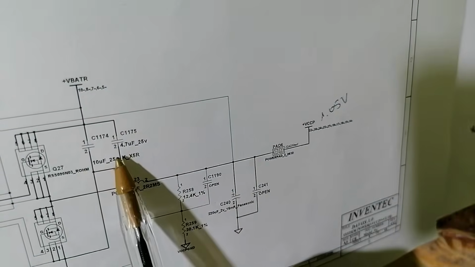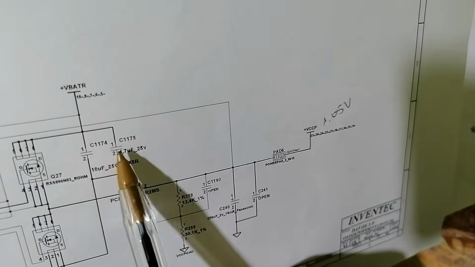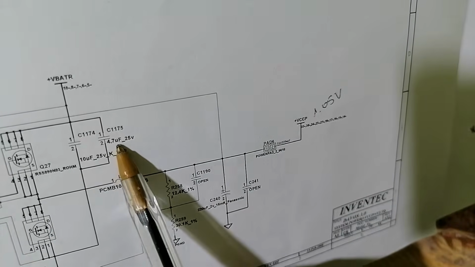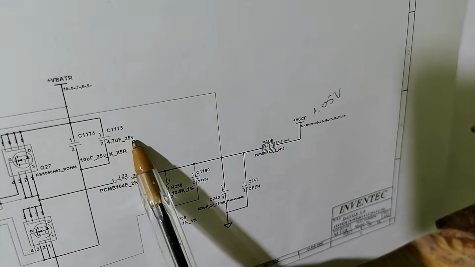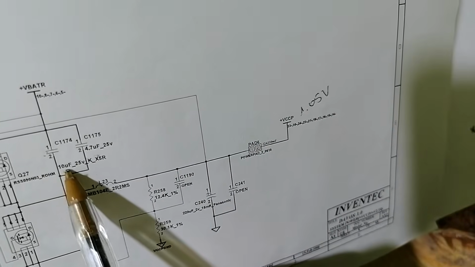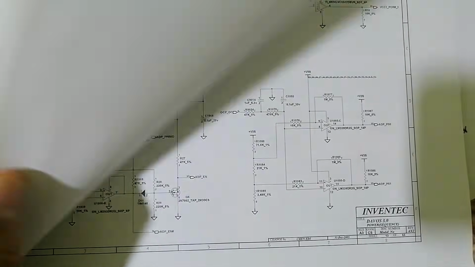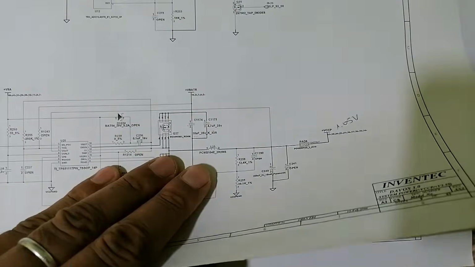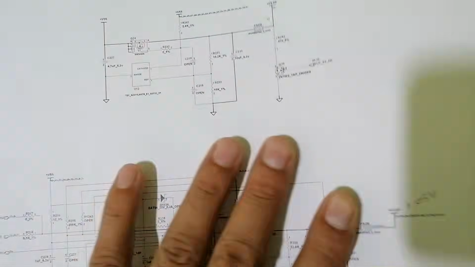This is an example, as you can see over here. This is a ceramic capacitor. We have the schematic. Here we have 4.7 microfarad, 25 volt. And for this one, we have 10 microfarad, 25 volt. So if you have the schematic, you can find the value of any component you want.